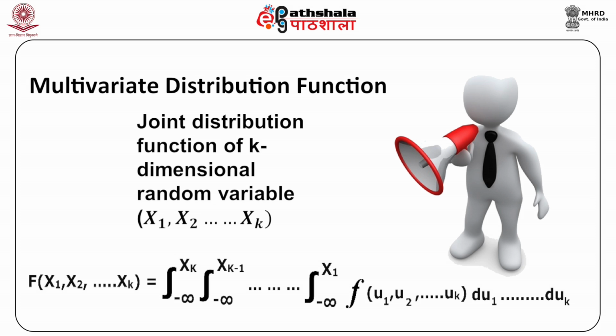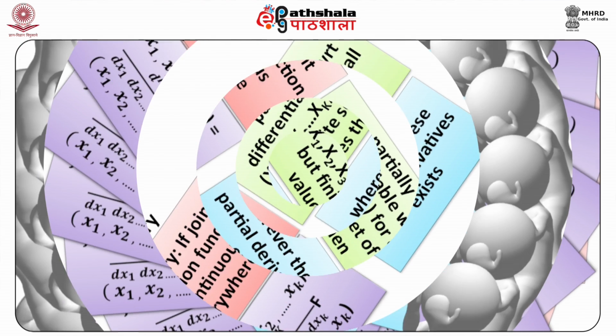Next, we discuss the multivariate distribution function. The joint distribution function of the k-dimensional random variable x1, x2 to xk is defined as F(x1, x2 to xk) equal to the integration from minus infinity to xk, minus infinity to xk minus 1, which goes up to minus infinity to x1, of the function f(u1, u2, uk) du1 right up to duk, for all x1, x2 to xk.